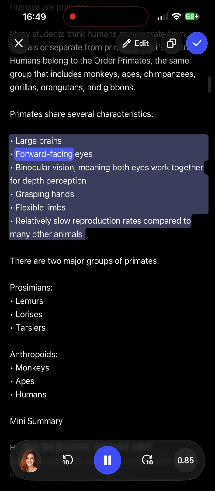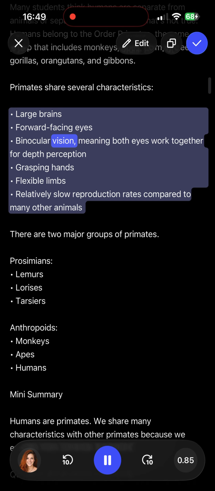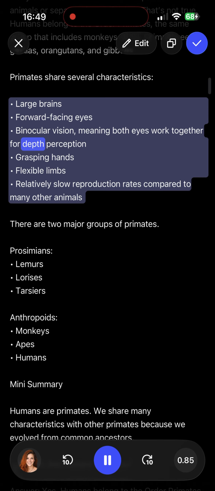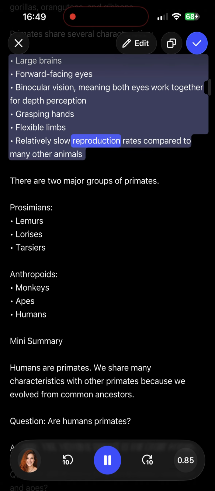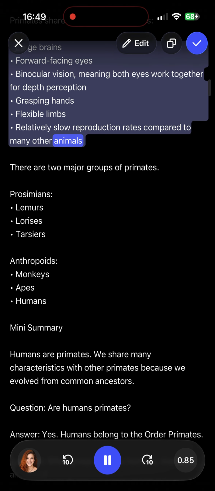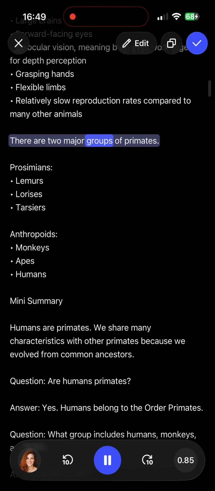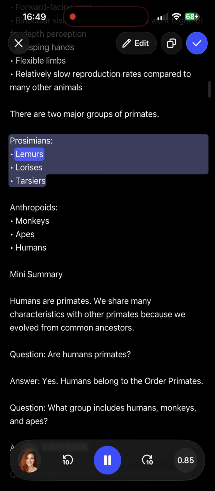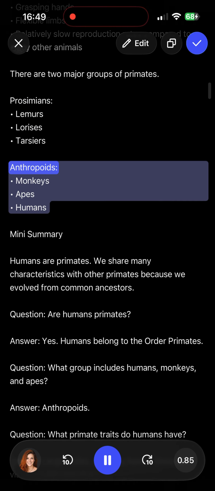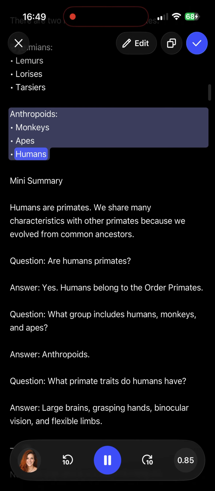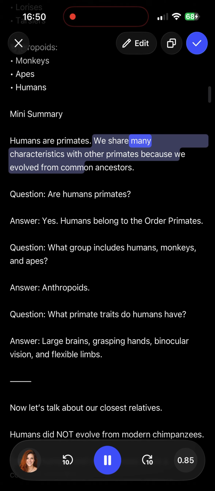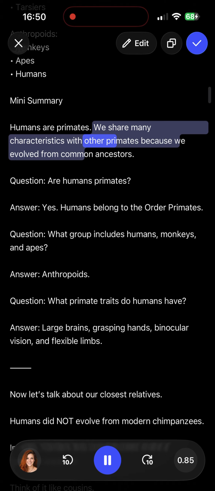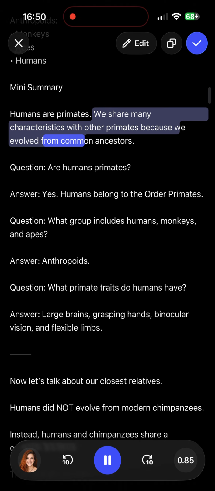Large brains, forward-facing eyes with binocular vision, meaning both eyes work together for depth perception, grasping hands, flexible limbs, and relatively slow reproduction rates compared to many other animals. There are two major groups of primates: prosimians, which are lemurs, lorises, and tarsiers; and anthropoids, which are monkeys, apes, and humans. Mini summary. Humans are primates. We share many characteristics with other primates because we evolved from common ancestors.